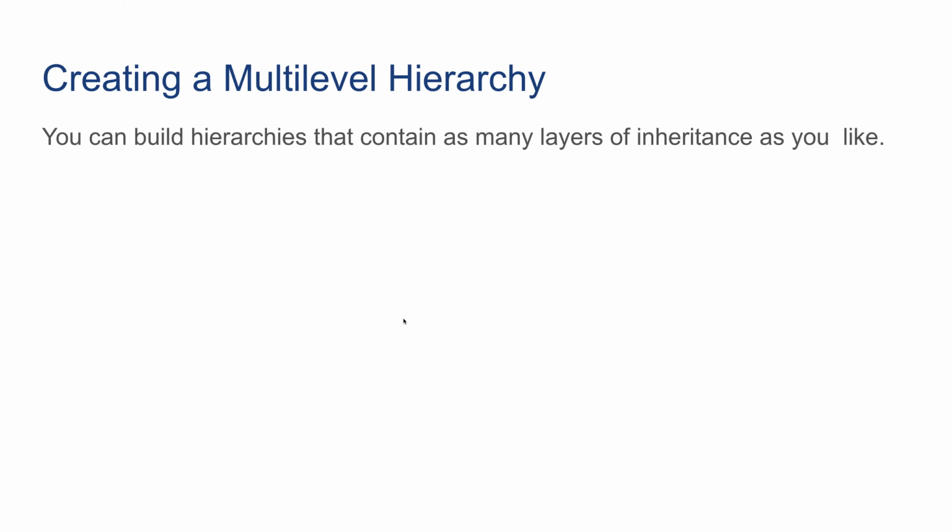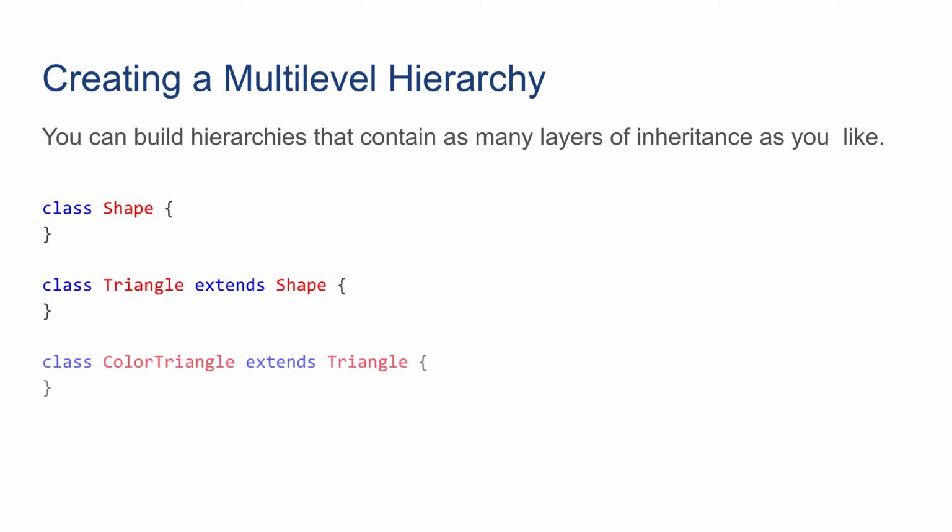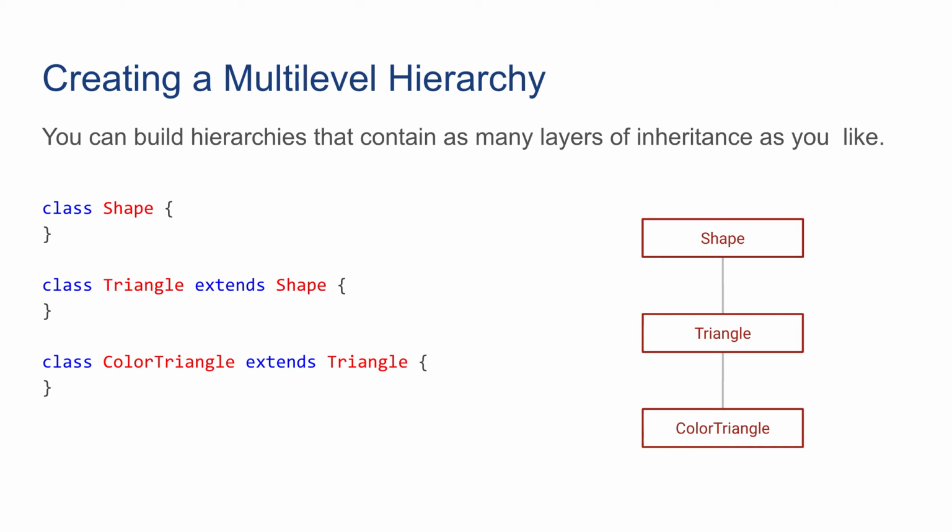So you can build hierarchies that contain as many layers of inheritance as you like. Let's see an example. We have a class Shape, a class Triangle, which extends Shape, and a class ColorTriangle, which extends Triangle. If we use the family analogy, here Shape is the grandparent of ColorTriangle. Triangle is the parent of ColorTriangle. So that also means ColorTriangle is the child of Triangle and grandchild of Shape.